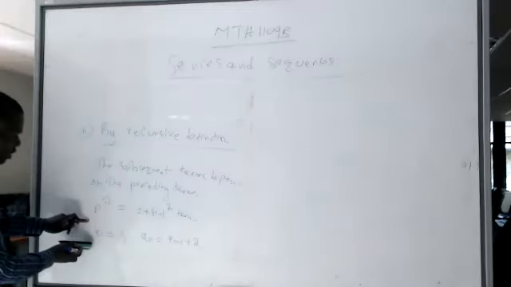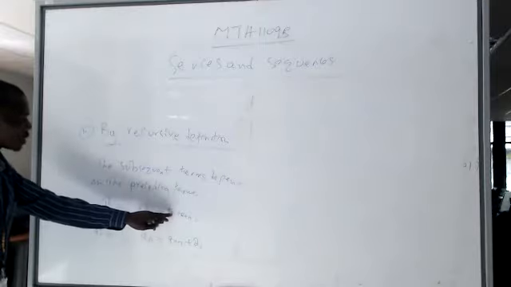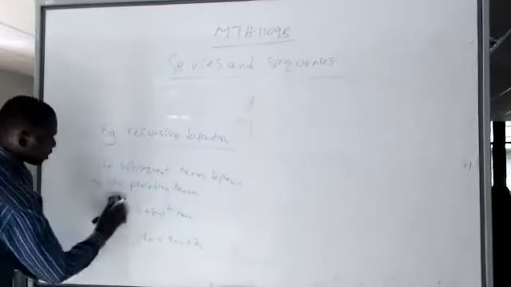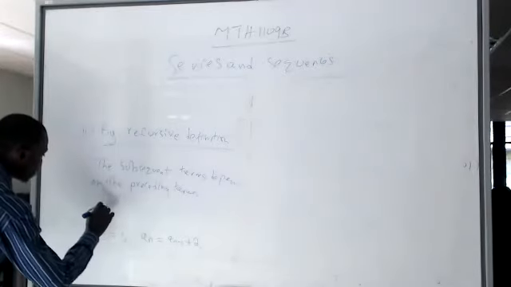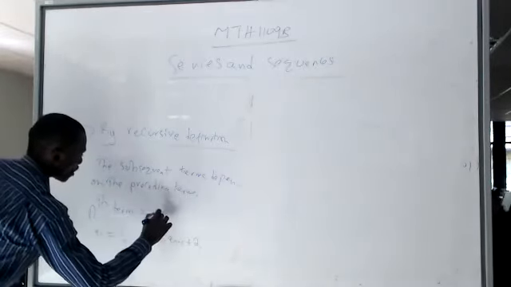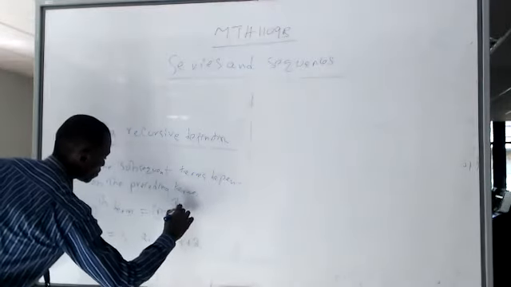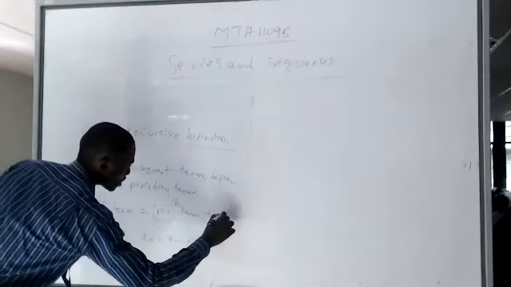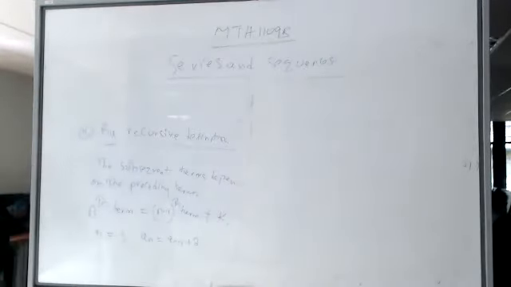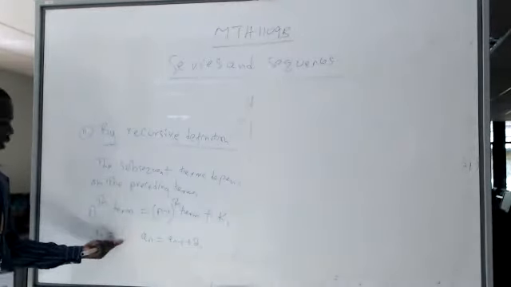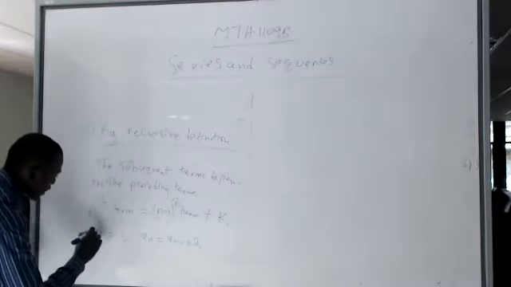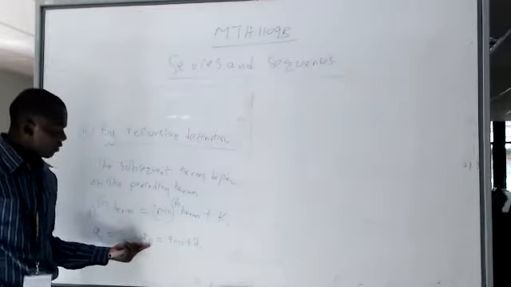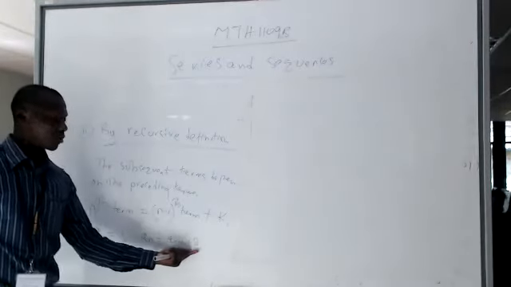From here, the nth term is equal to the n minus 1th term plus anything, maybe plus some k, which is some constant. So I gave an example where A1 is 1, and after this, every an is given by an minus 1 plus 2.